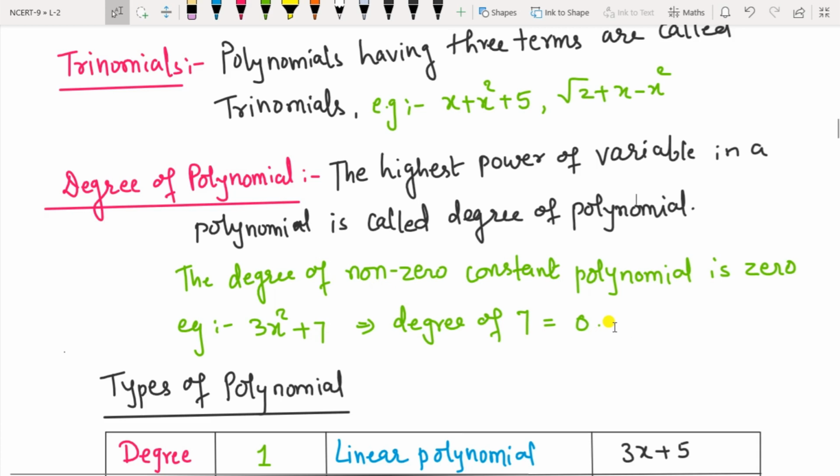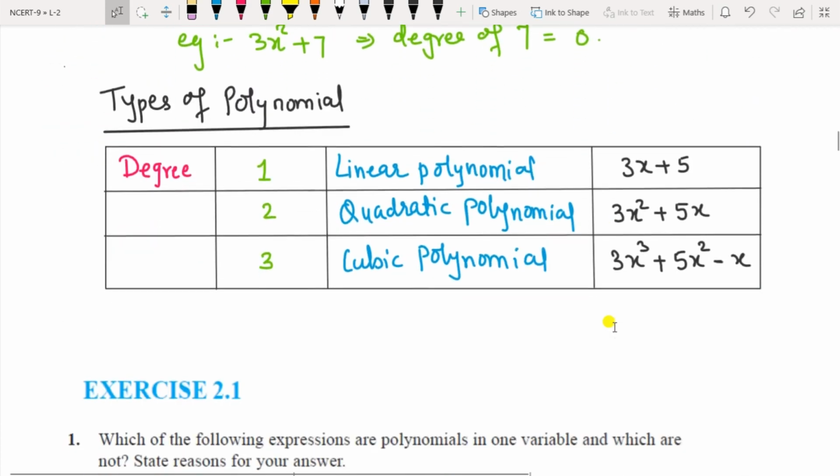Now we have to name the polynomials according to their degrees. So if the degree is 1, then it is called a linear polynomial. For example, here in this case the exponent of this x is 1, so it is called a linear polynomial. The degree is 1 here. Second is quadratic polynomial. These are the degrees I have written here. So this is 3x square plus 5x. The degree of the polynomial is 2 here.